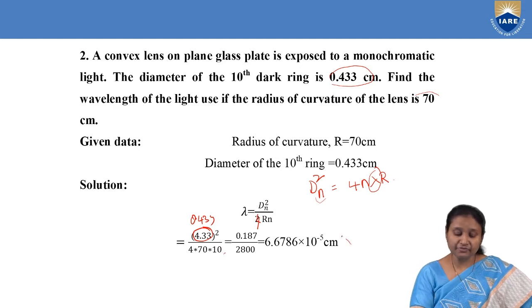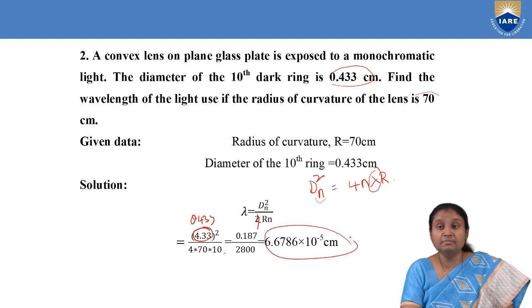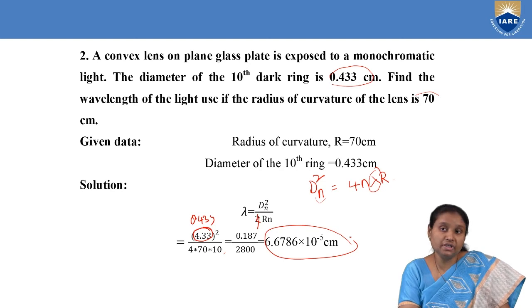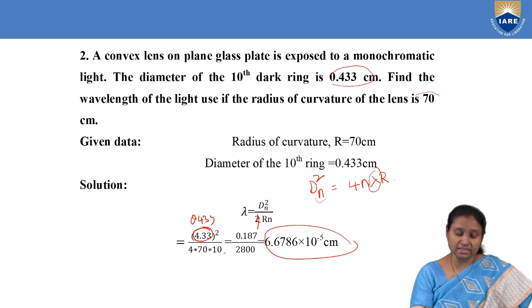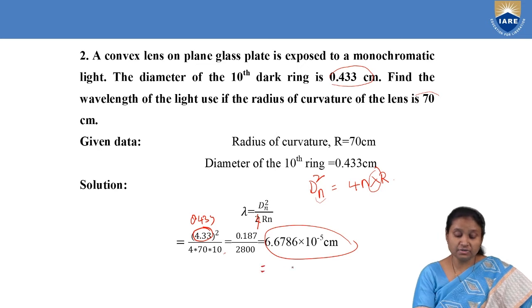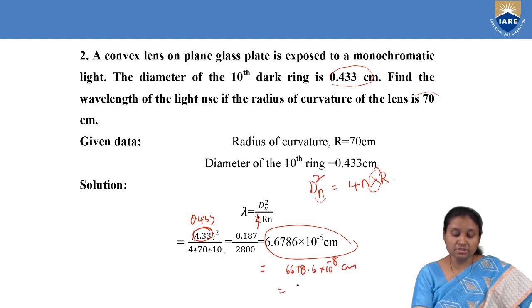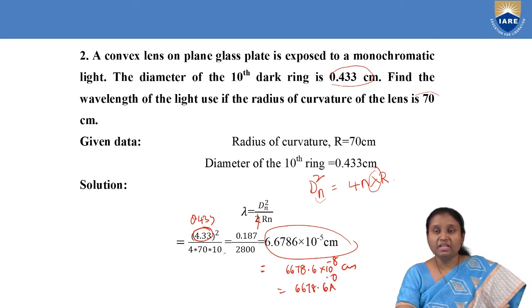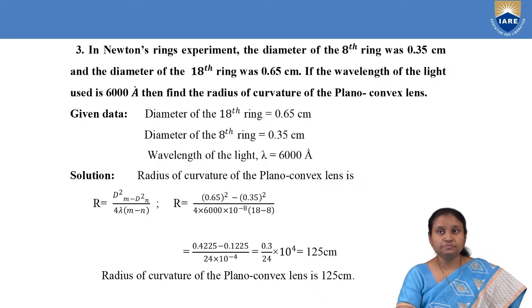If we simplify, the wavelength of light comes out to be 6.6786 into 10 to the power of minus 5 centimeters. If you want to write this value in angstrom, it can be written as 6678.6 into 10 to the power of minus 8 centimeters, which is equal to 6678.6 angstroms. Okay, then coming to the third problem.